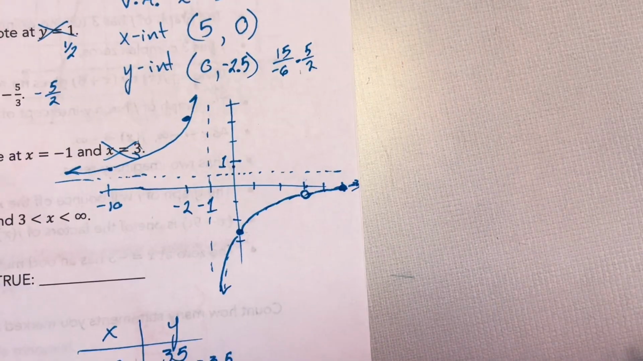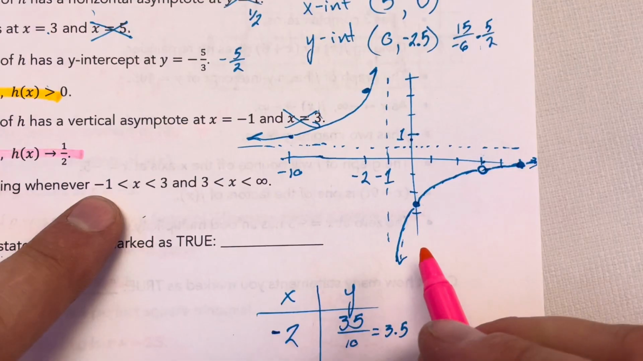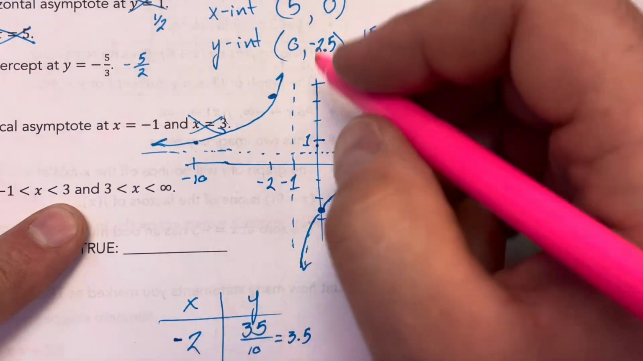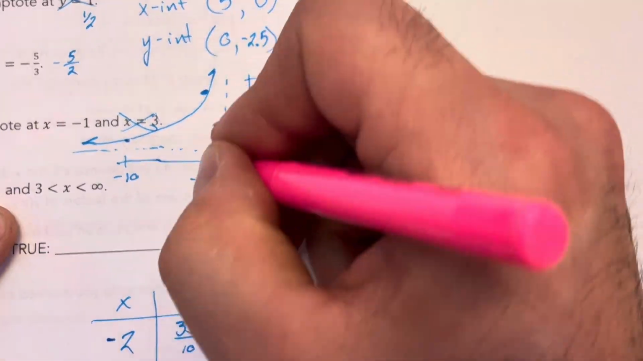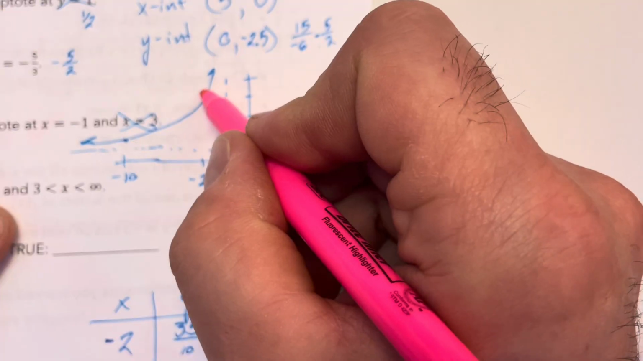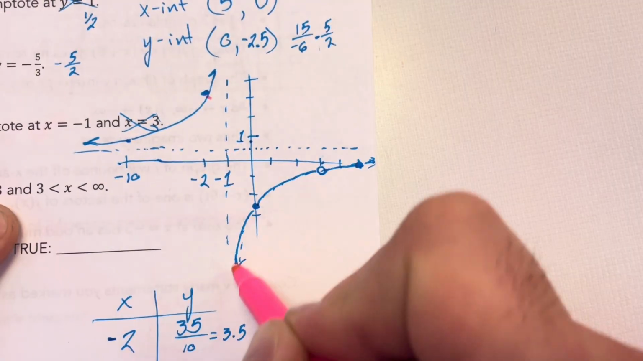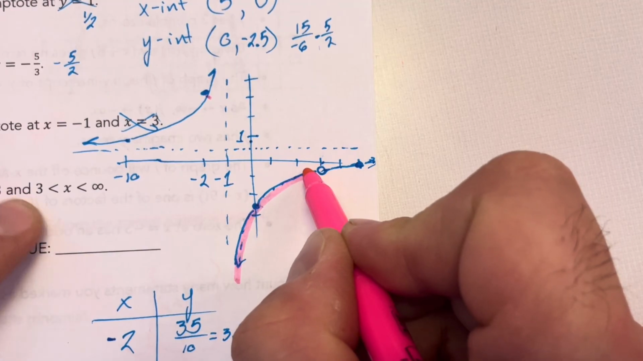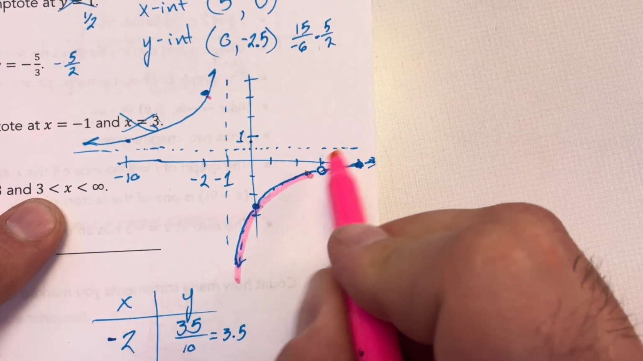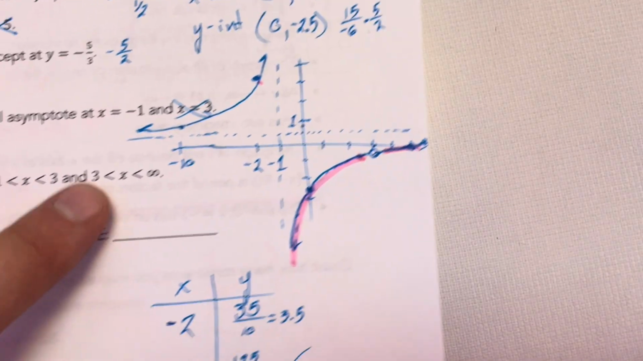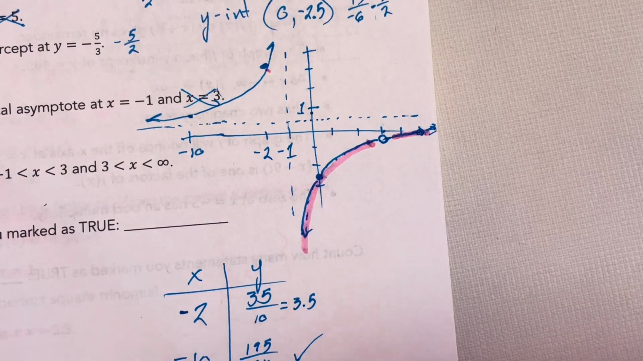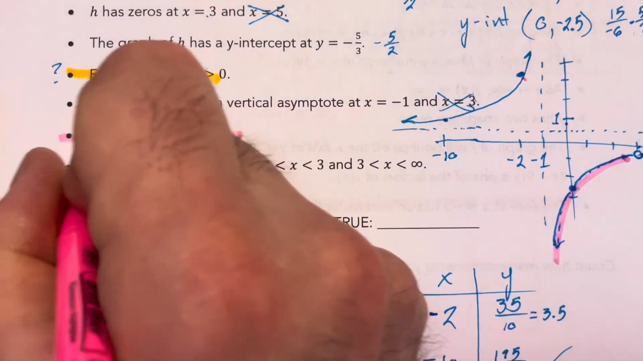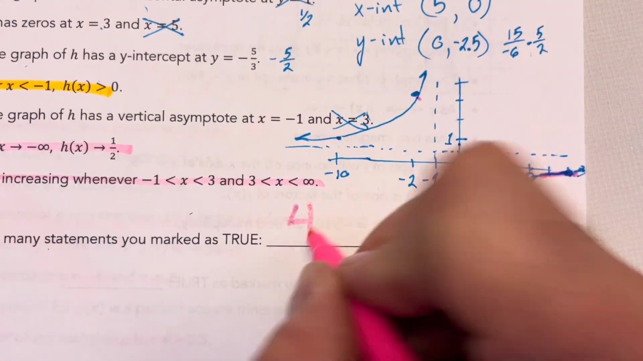The last one: h is increasing whenever you're between these two values. Let's look at the graph between -1 and 3, and from 3 and beyond. From -1 all the way to 3, that's all increasing. And from 3 and beyond, yes, that's still increasing. So this last one is true, giving us our 4 of them that are true.